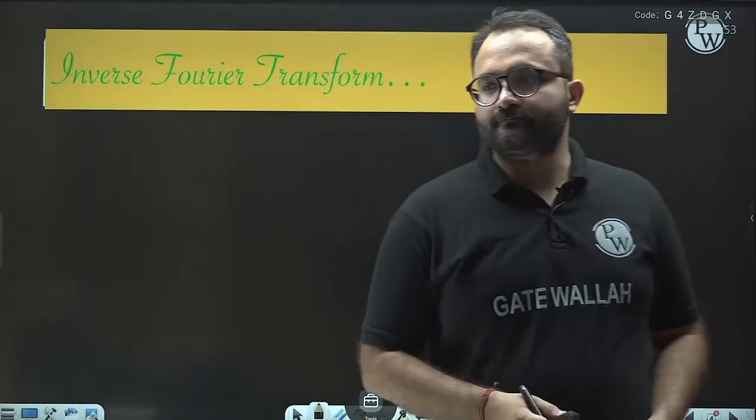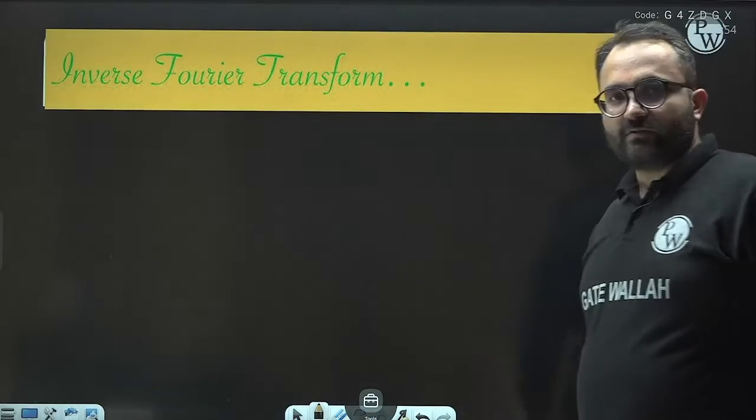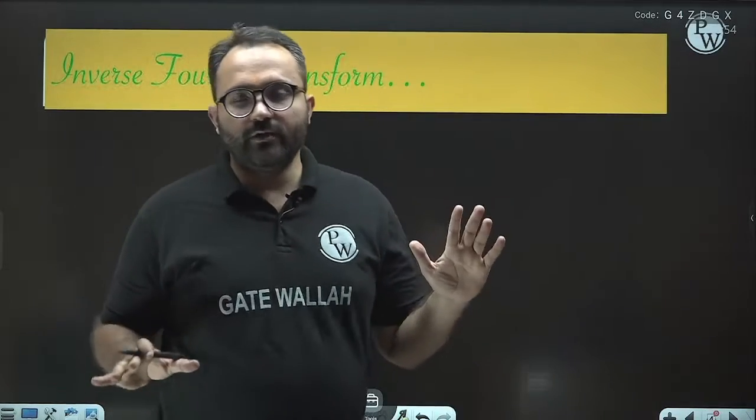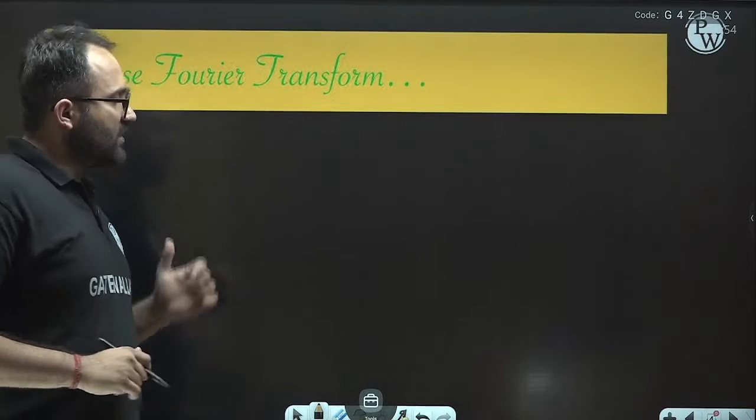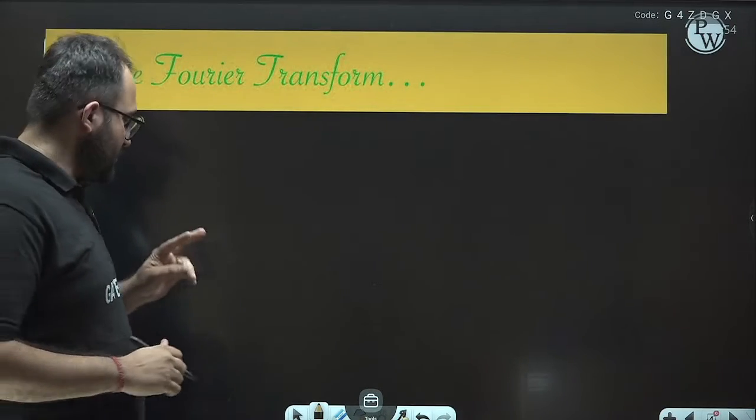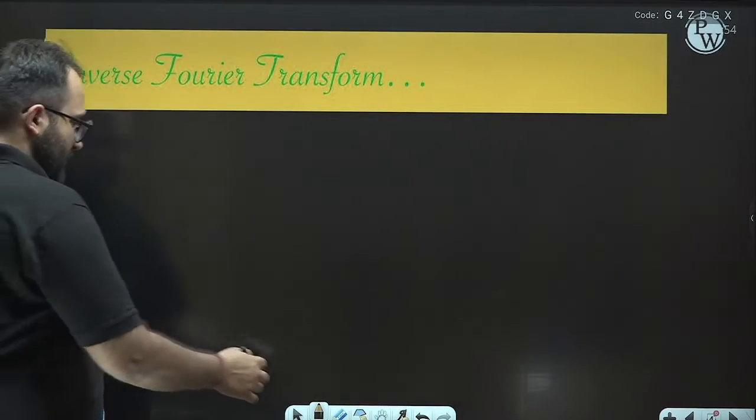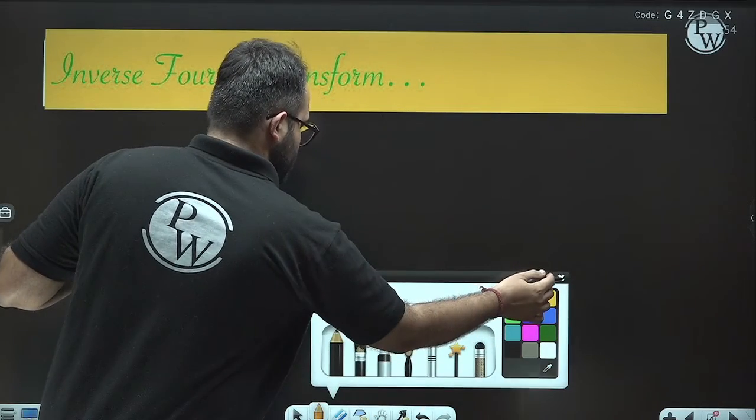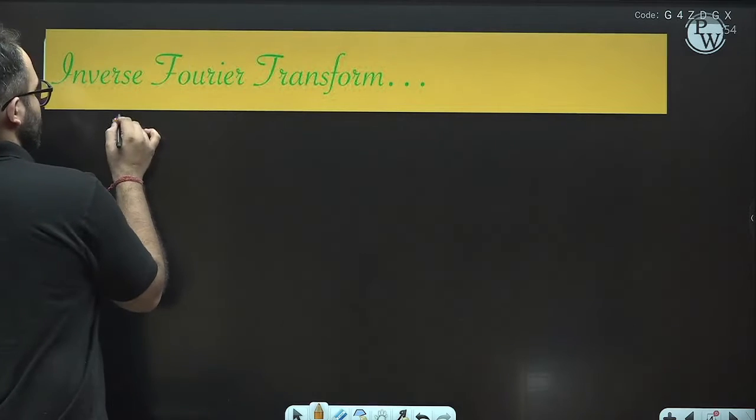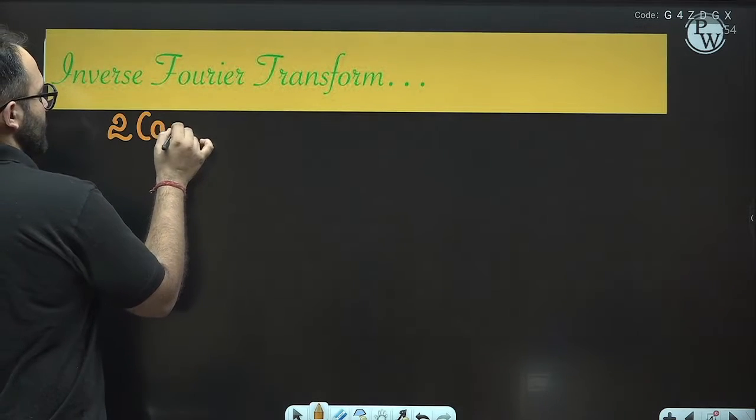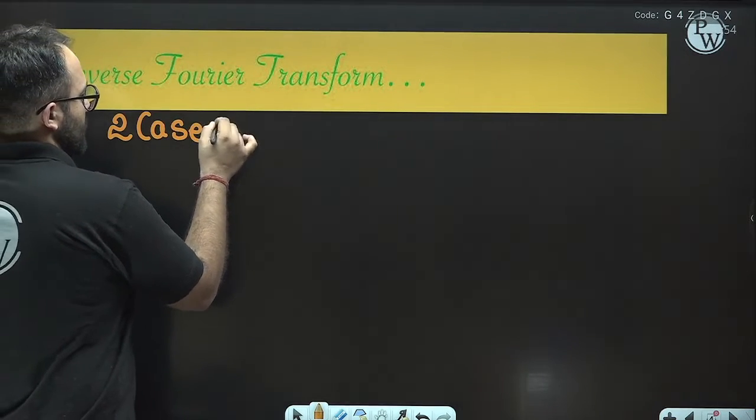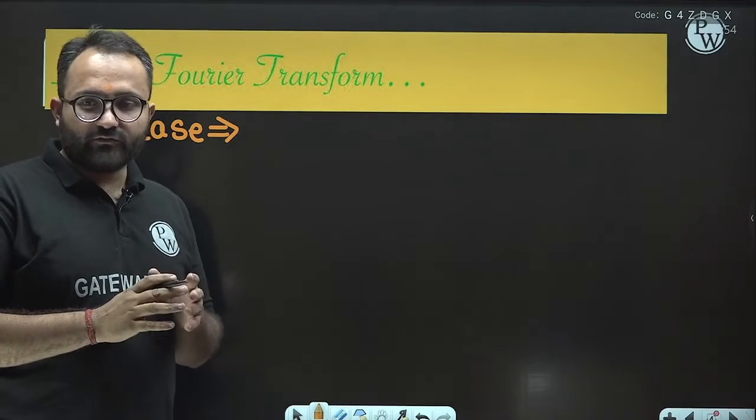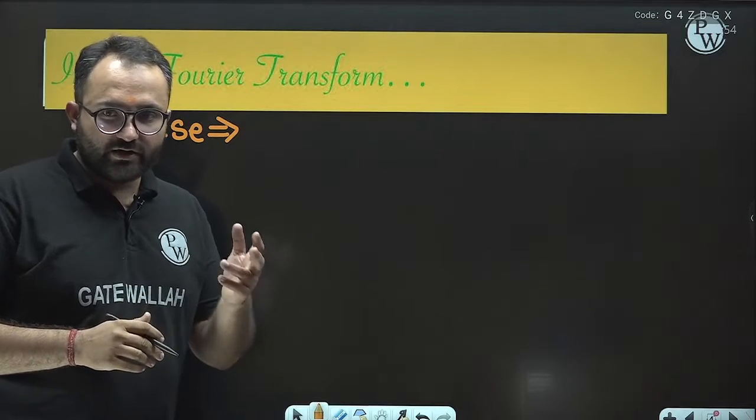So first of all, how to find out the inverse Fourier transform. In the last class, we studied how to find out the Fourier transform. Here we will see how to find out the inverse Fourier transform. Now there are two methods, two cases here. The first case is if the Fourier transform is written as a polynomial in terms of j omega.